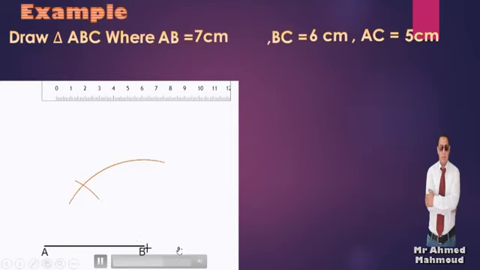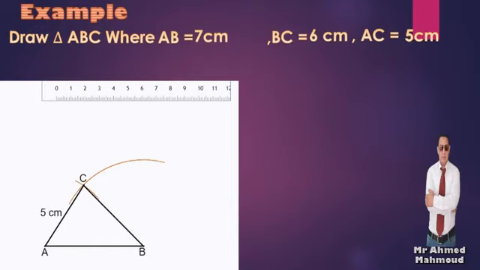Then I'm going to connect B with the point of intersection and connect A with the point of intersection. This point is, as I said before, point C. We see here that AC equals 5 centimeters, AB equals 7 centimeters, and BC equals 6 centimeters. Okay.